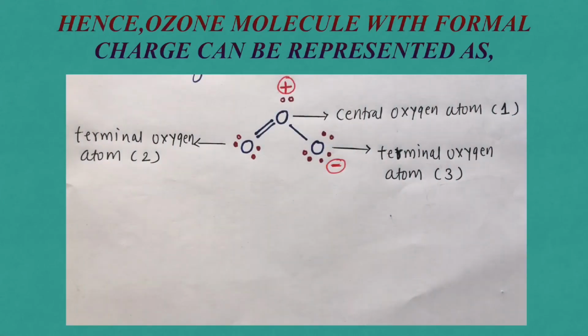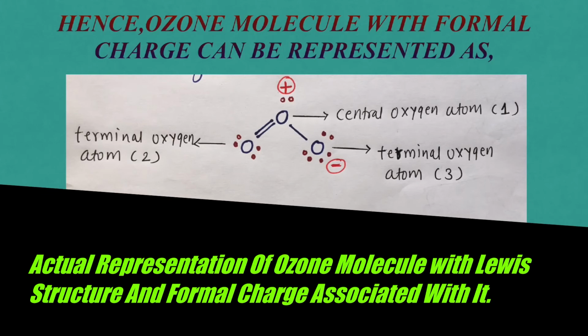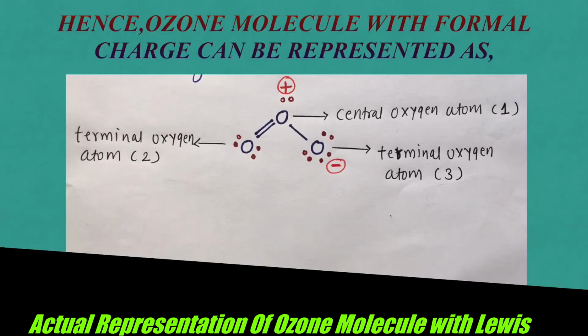Hence the ozone molecule with the formal charges can be represented as shown in the diagram. Here you can observe that the central oxygen atom, marked number 1, has a positive charge, while the terminal oxygen atom, marked number 3, has a negative charge. So this is the Lewis structure with the formal charges. In the next video, we will again calculate the formal charges on different atoms, so follow that video also.